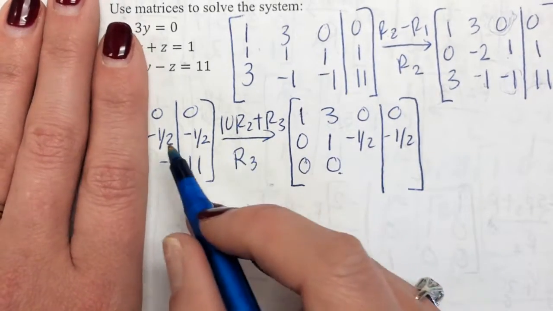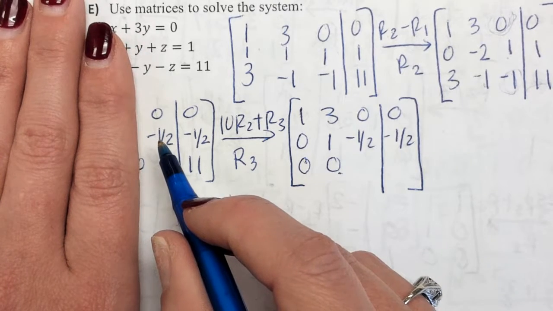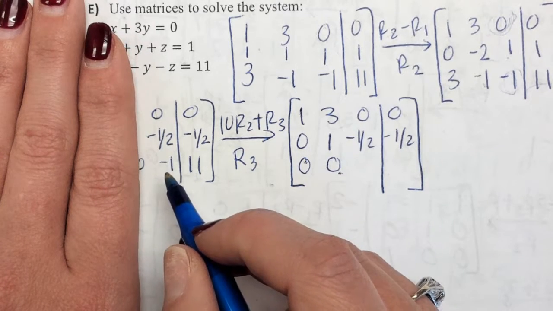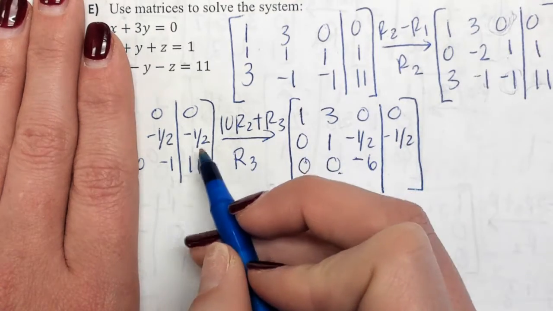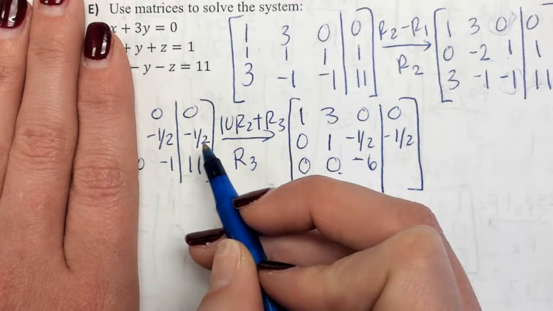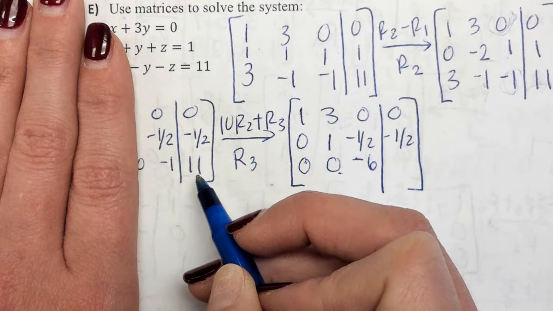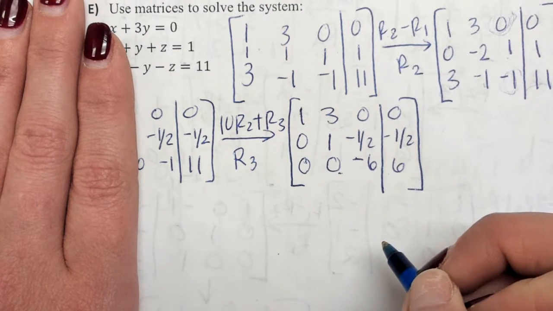We have 10 times row 2. So what's 10 times negative 1 half? Negative 5 plus negative 1. Good. 10 times negative 1 half plus 11. 6. Good.